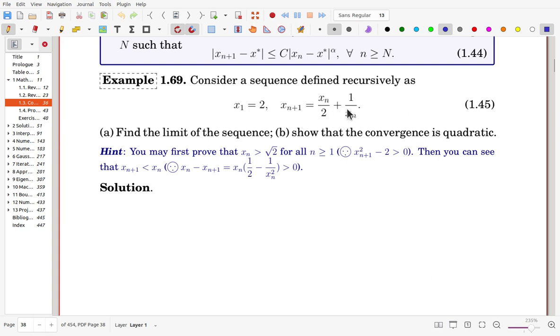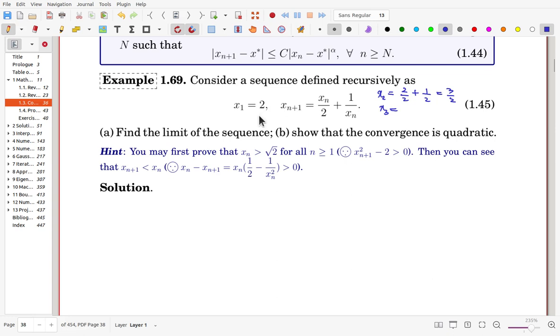Practically, once you try to get, for example, x2, then x2 is the same as x1 over 2 plus 1 over x1. x1 is 2, so 2 over 2 plus 1 over 2, so this is 3 over 2. And you can find x3. You'll see that x1, x2, x3 are a decreasing sequence.